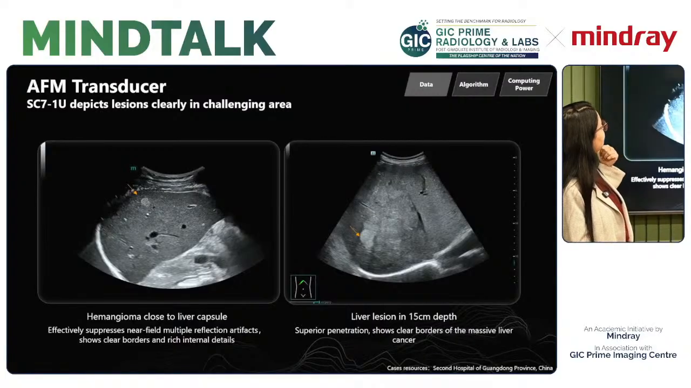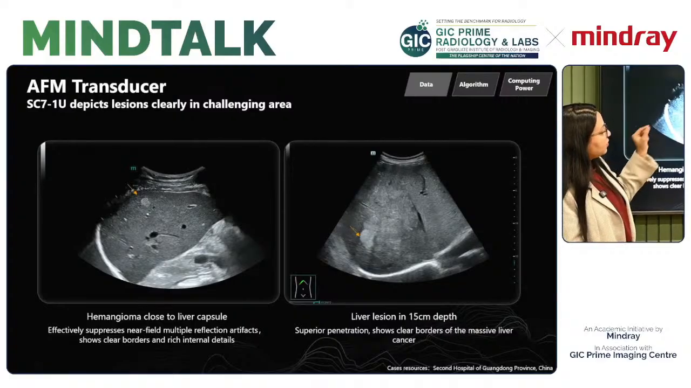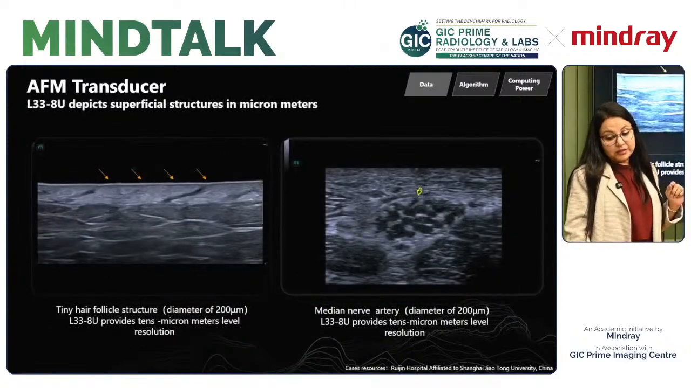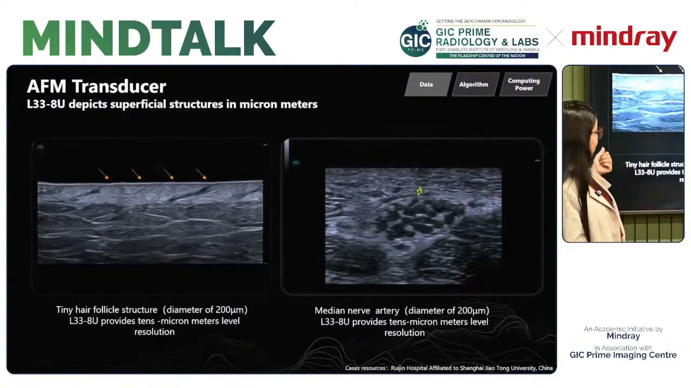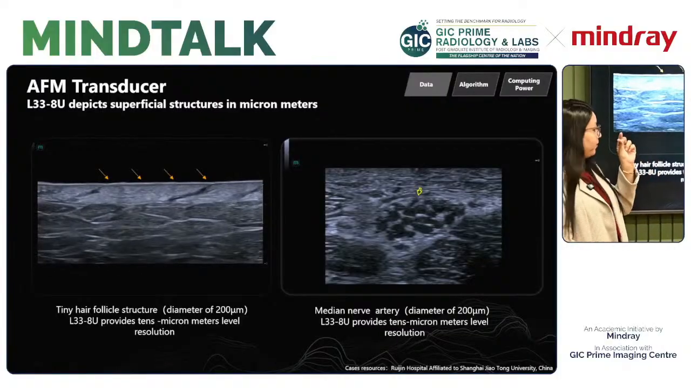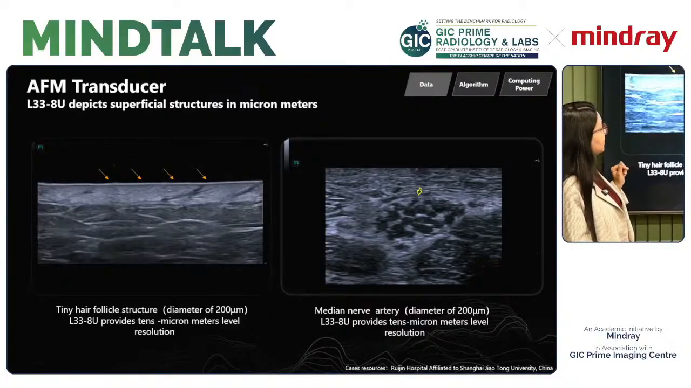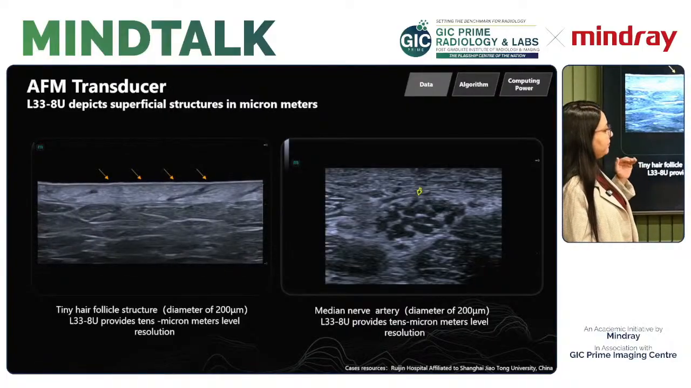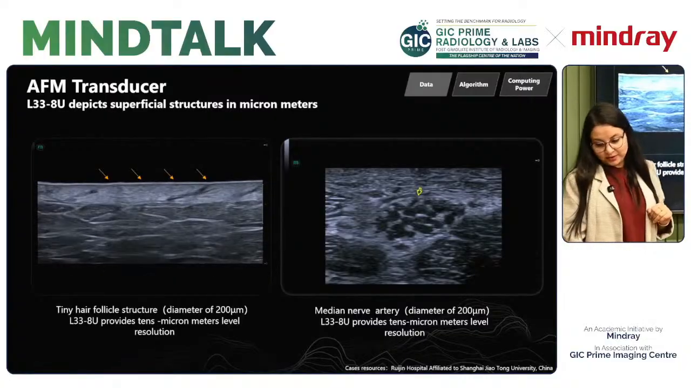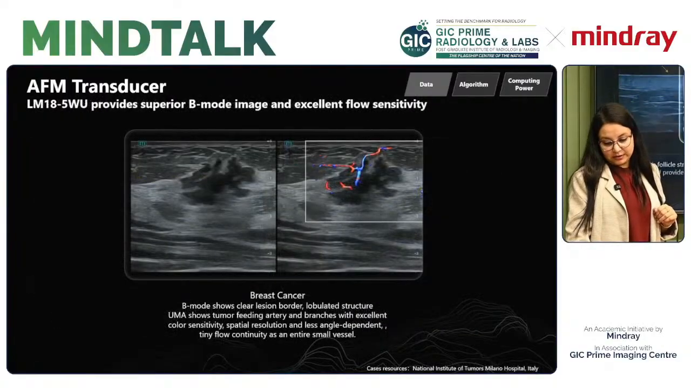So they are these free wave matrix probes, and that is our 1-7 probe. So you can see how nicely the depiction of the hemangioma is there. Also the liver lesion at 15 centimeter is also seen very nicely. You see this, you are able to see the hair follicles, and that is because of our 33 megahertz probe. So this is such a tiny probe, and that will give you the resolution like this, very superficial and very good resolution. And that is also the median nerve artery. So that also gives you a nice resolution with our L33 megahertz probe.